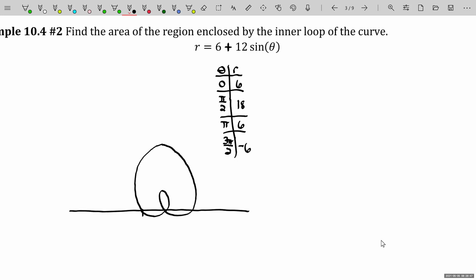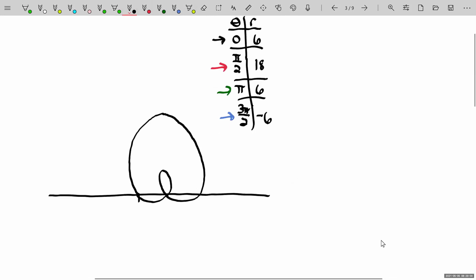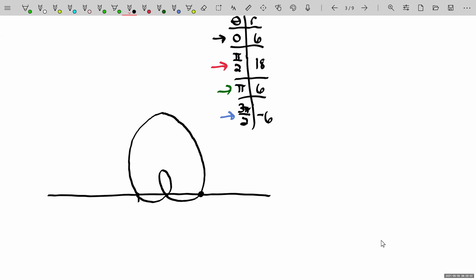Now, I'm going to use this color coding. I'm going to use black for this point, red for this point, green for this point, and blue for this point, just to showcase what they look like. So I'm facing an angle of 0, and I'm going to throw a rock 6 feet in front of me. Then I'm going to face an angle of pi over 2, and I'm going to throw a rock 18 feet in front of me. Then I'm going to face an angle of pi and throw a rock 6 feet in front of me. And finally, I'm going to face an angle of 3 pi over 2, but I'm throwing a rock 6 feet behind me.